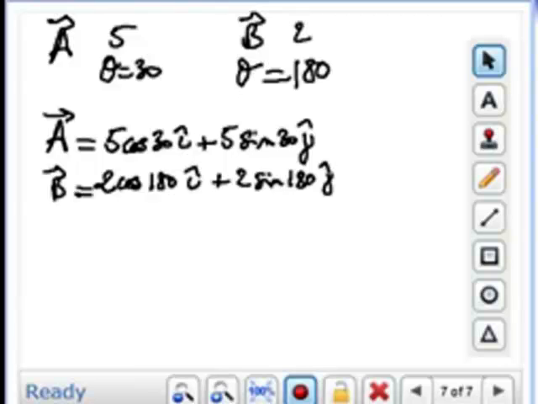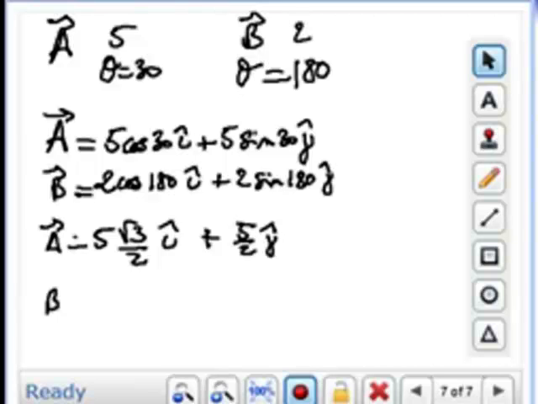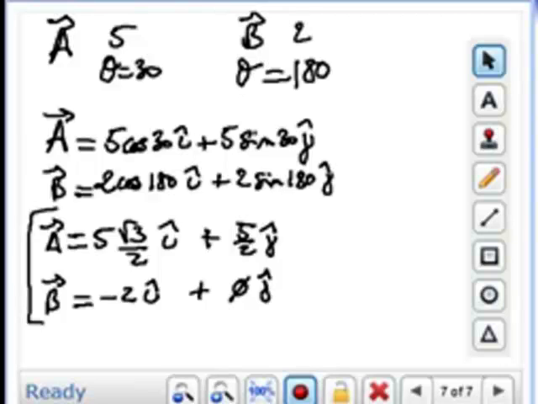So cosine 30 is square root of 3 over 2. Sine 30 is 1/2. Similarly, cosine of 180 is -1, and sine of 180 is 0. Okay. So I have written my vectors in component notation. If I want to add them up, all I have to do is add all the i's together and add all the j's together. That's simple.